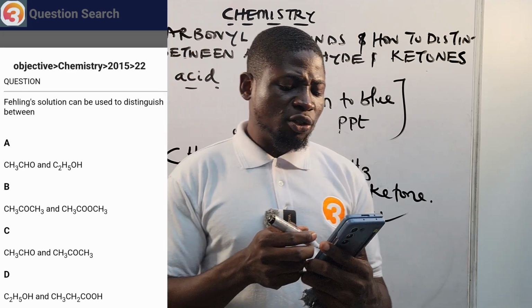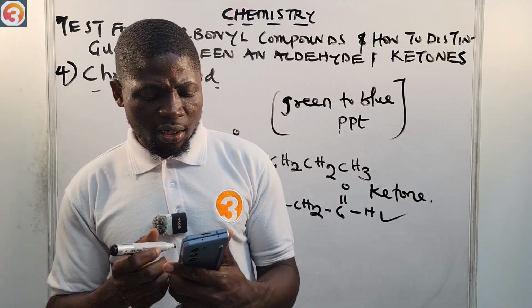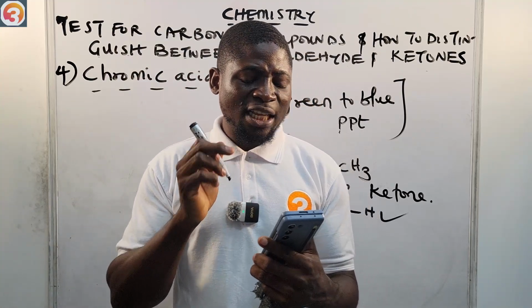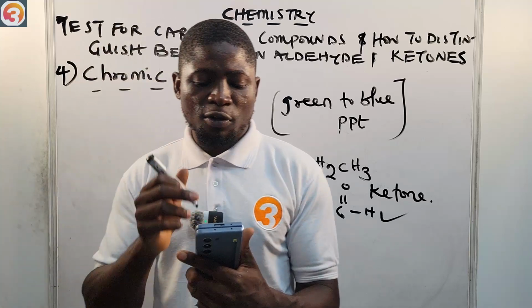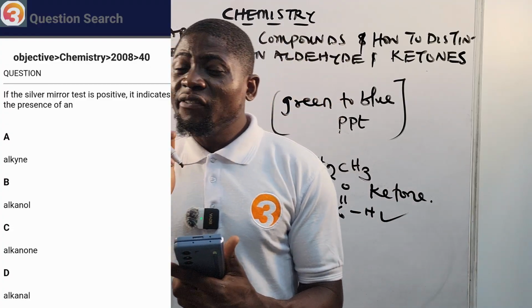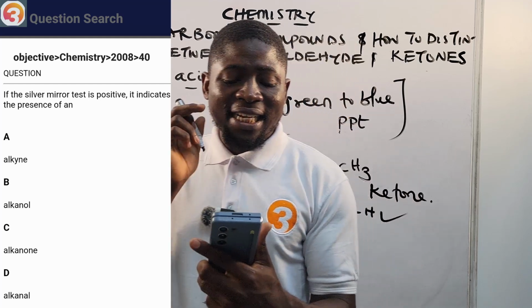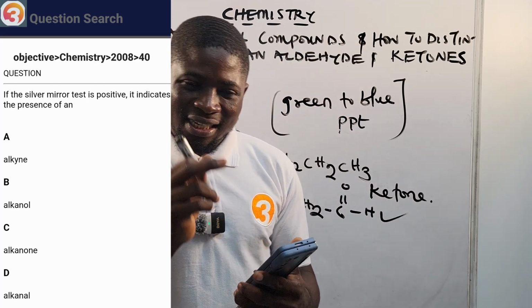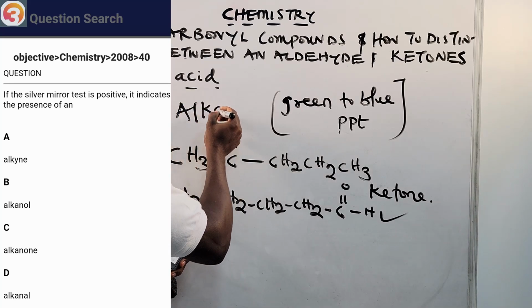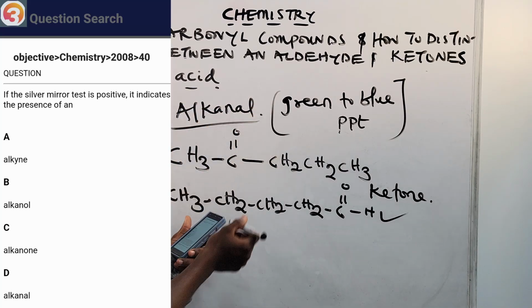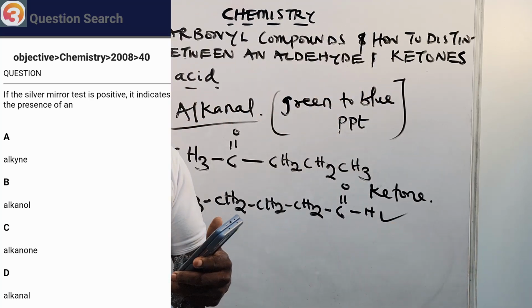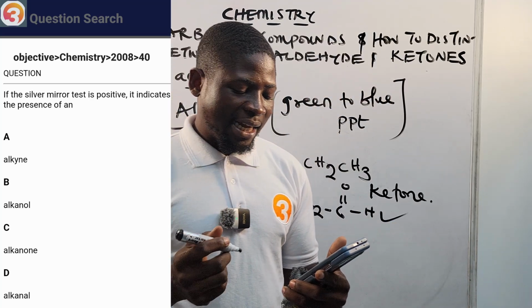So now this is a 2023 question number 37. We have looked at this. I looked at this question. All right, so this is a 2008 question number 40. They say, if the silver mirror test is positive, it indicates the presence of what? It's definitely an aldehyde, which is an alkanal. That's our option D. A says alkyne, B says alkanol, C says alkanone, D says alkanal. Alkanal is very correct.